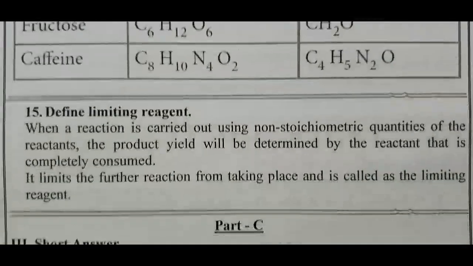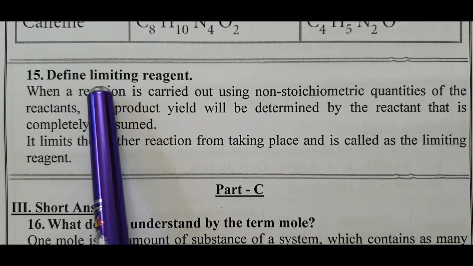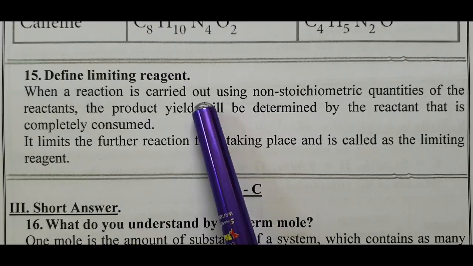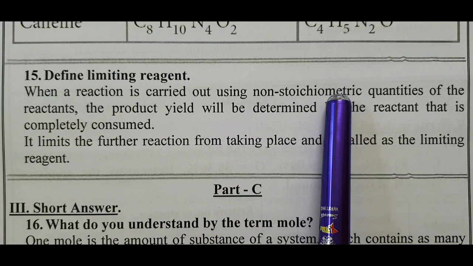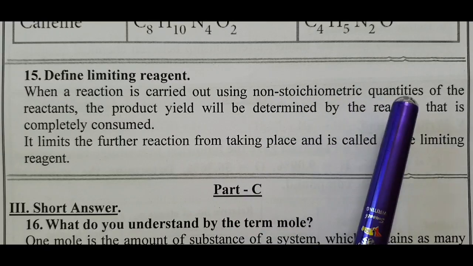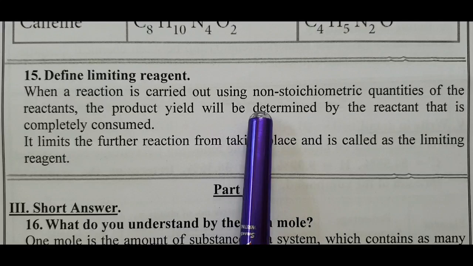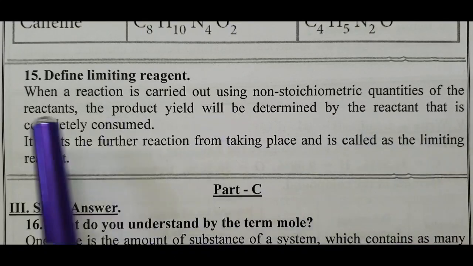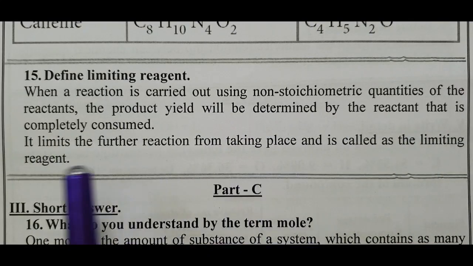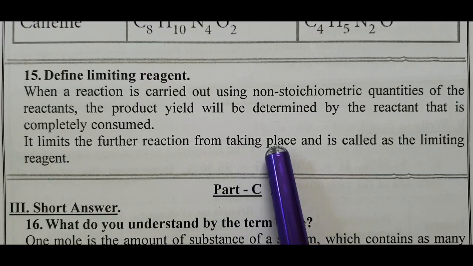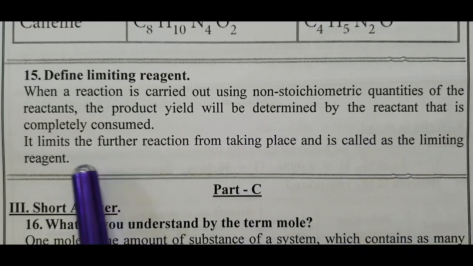Empirical formula. Define limiting reagent. When a reaction is carried out using non-stoichiometric, non-balanced quantities of the reactant, the product yield will be determined by the reactant that is completely consumed. It limits the further reaction from taking place and is called a limiting reagent.